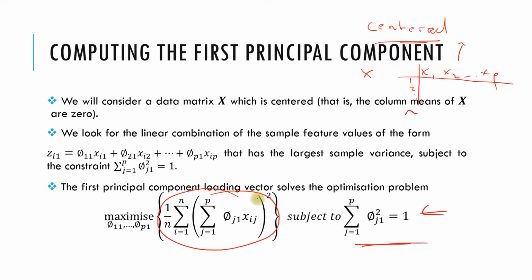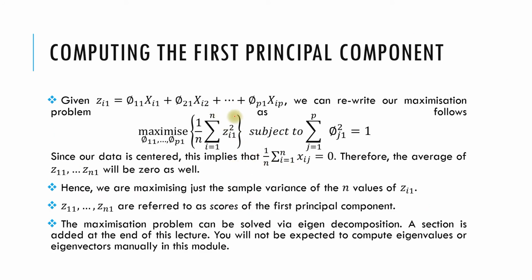Now, this can be simplified a little bit further because we have said that Z1 is a linear combination of those. If this is the case, we can simplify it into this formula here. So we want to maximize 1 upon n sum of z i1 squared, right? This is basically talking about the variance of your zi1.